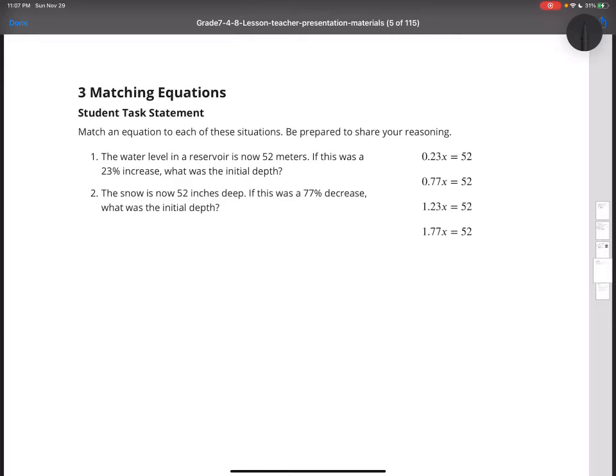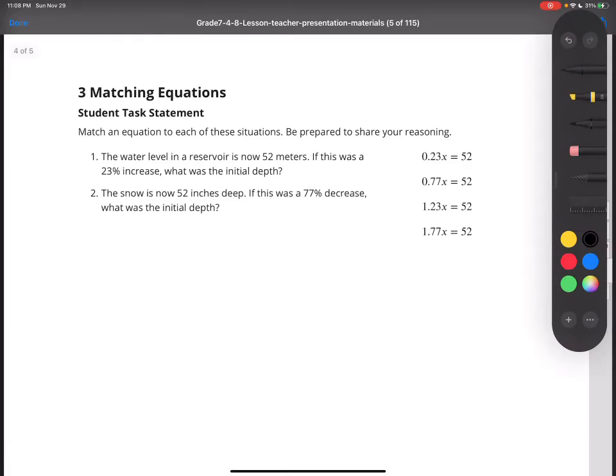All right, guys, let's look at the next student task statement called matching equations. It says match the equation to each of these situations. Be prepared to share your reasoning. Number 1 says the water level in a reservoir is now 52 meters. If this was a 23% increase, what was the initial depth?